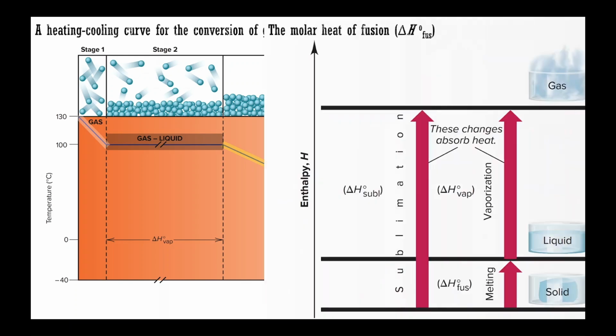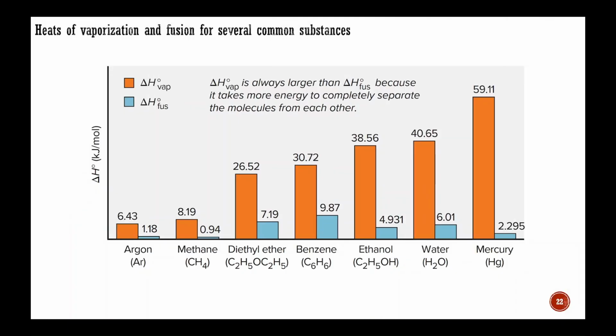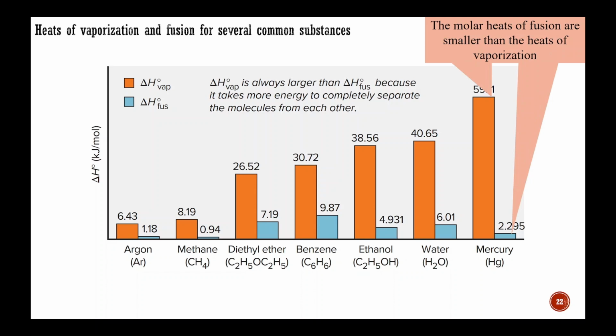We should also briefly discuss the molar heat of fusion, which is the energy required to melt 1 mole of a solid. The following figure lists the molar heats of fusion for the substances you saw earlier, along with their heats of vaporization indicated in orange. If you compare the columns in blue and orange, you will see that the molar heats of fusion are smaller than the heats of vaporization for each substance.